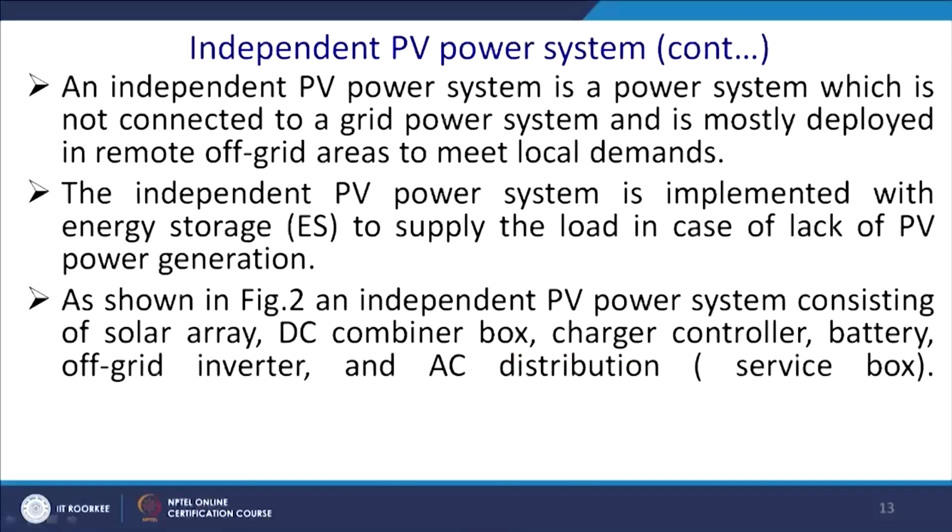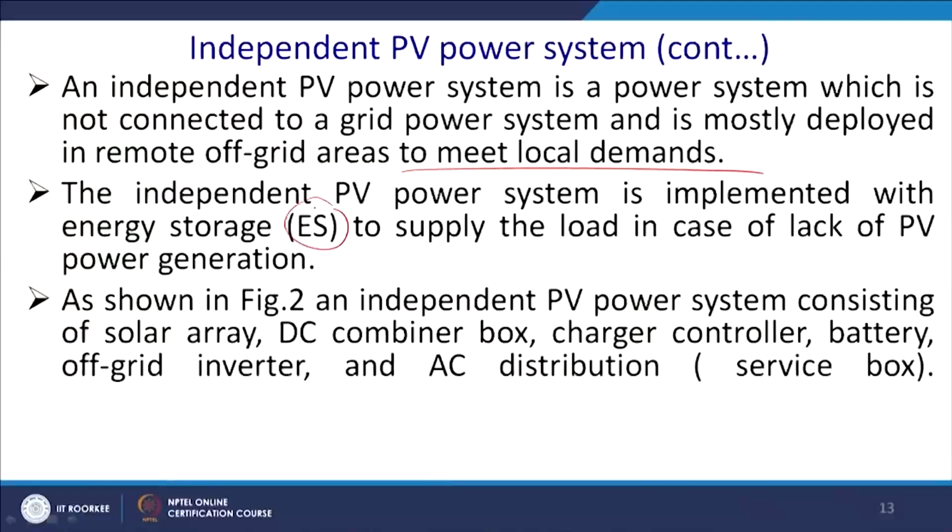Now, let us discuss that independent PV system. An independent PV solar system is a power system which is not connected to the grid and mostly deployed in remote off-grid areas to meet local demand. Mostly this will be in an isolated island, or like in Uttarakhand where there are many villages. So, they require this kind, and it may be a good tourist spot. For this reason, we may have this kind of system.